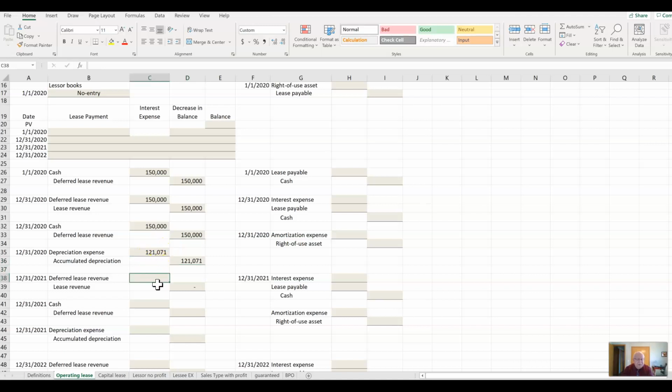And then here we want to recognize this as revenue, so we take the $150,000. I already have it there. That's lease revenue. This is for the next $150,000. And then this is for the depreciation again, and it's going to be the $121,071, just like we did before. It's over 6 years because we're doing straight line to keep life easier.